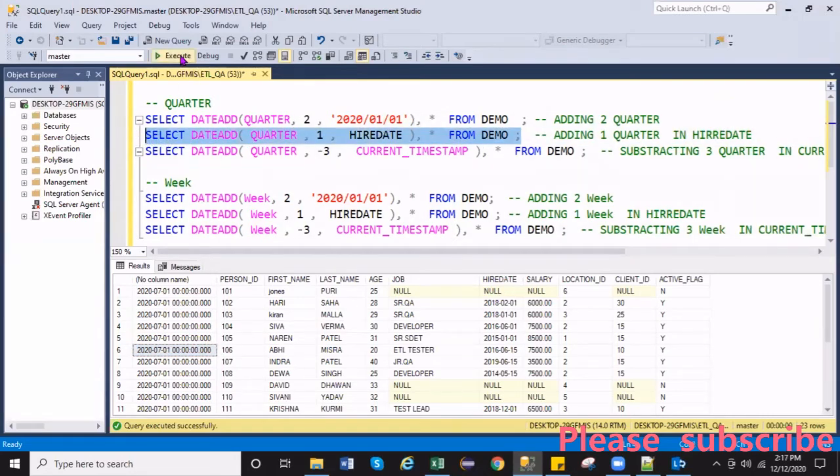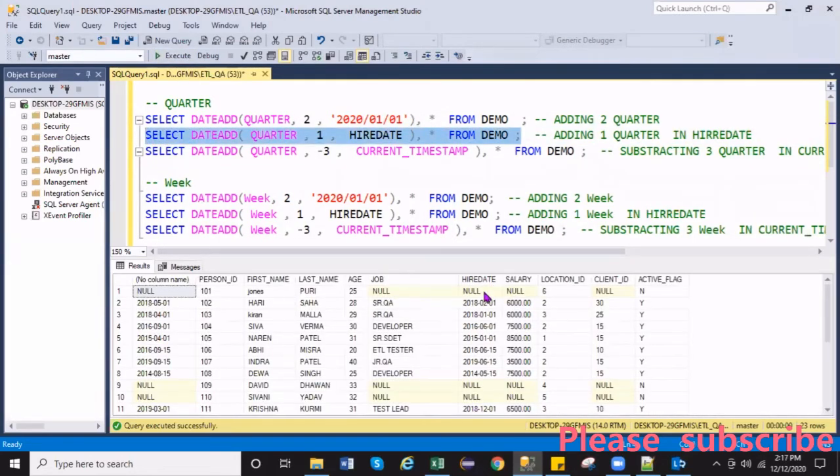Let's add 1 quarter to the hire date of each employee, right? So if you see, the month is second, which means the first quarter, right? If we add 1 quarter, that means if we add 3 months here, it will take us to the fifth month, right? So 1 quarter means 3 months.